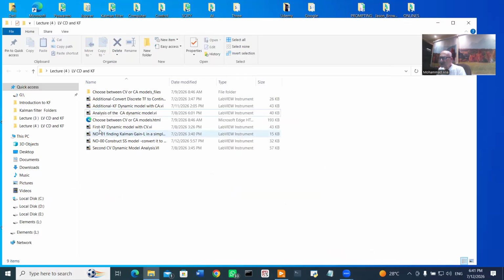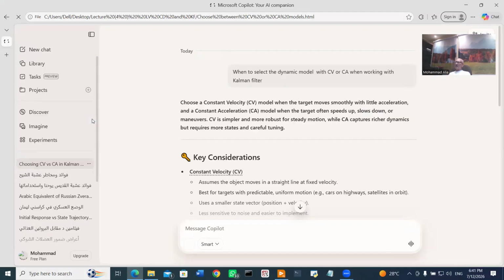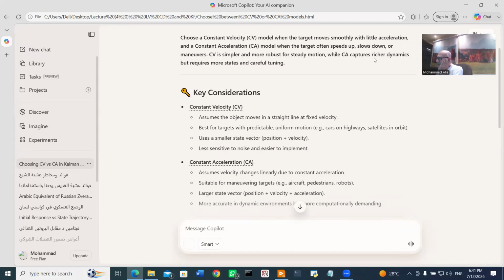Now, the question arises: when are we obliged, or when do we want, to work with the constant velocity model, and when do we want to work with the constant acceleration model? The constant velocity model is chosen when the target moves smoothly. Here we are assuming that we are working with a tracking system.